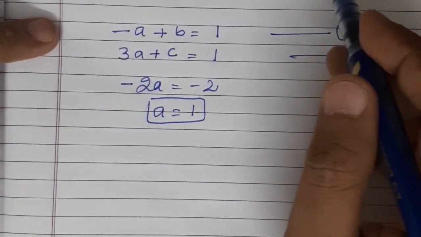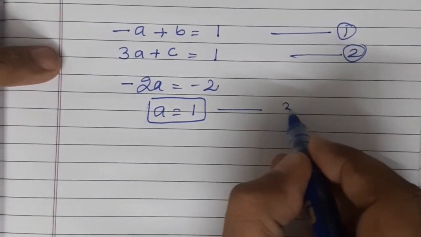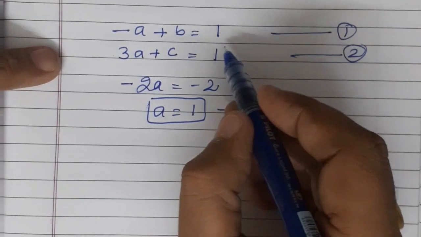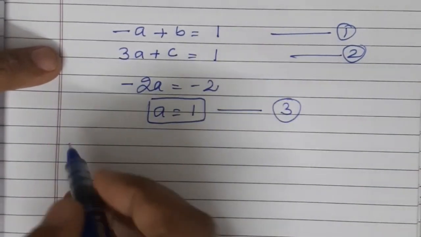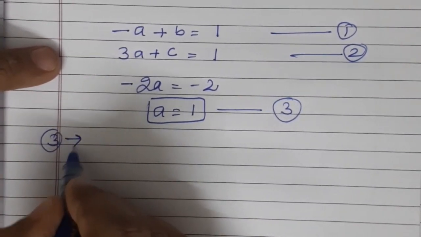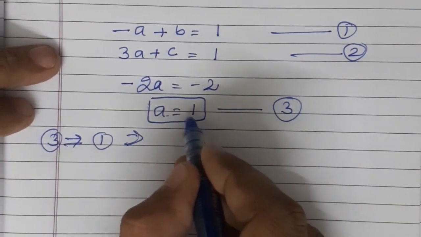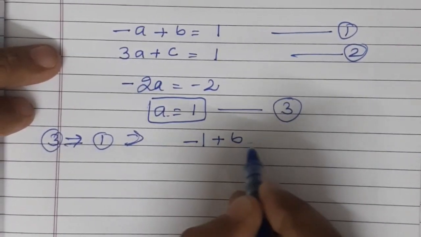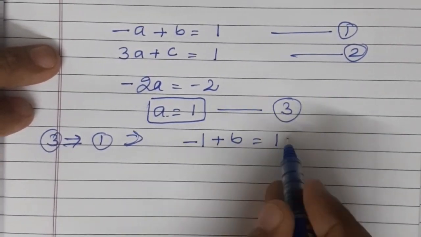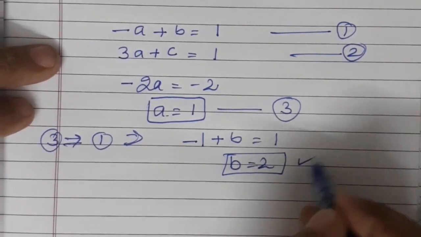Is it okay? I will get a as 1. Now I can use this value of a in equation 1 and then in equation 2. First I am going to use this equation 3 in equation 1. So if I put the value of a as 1 in equation 1, I will get minus 1 plus b is equal to 1. I will take this minus 1 along this side. I will get b as 2. So b की value भी अपने पास आ गई.